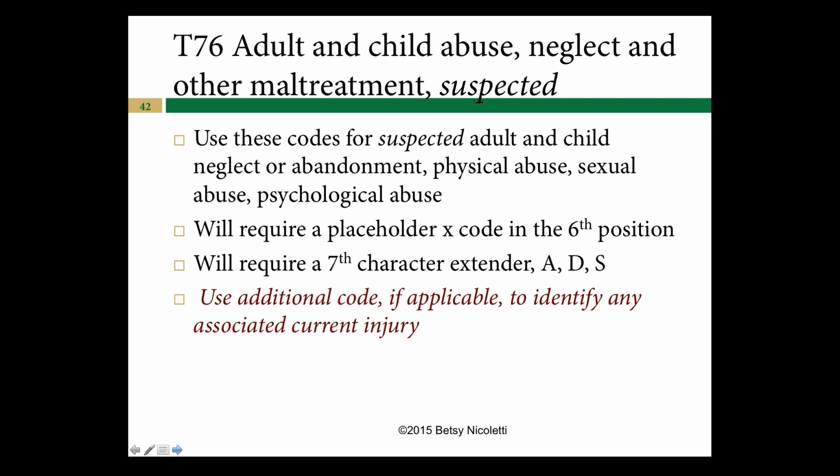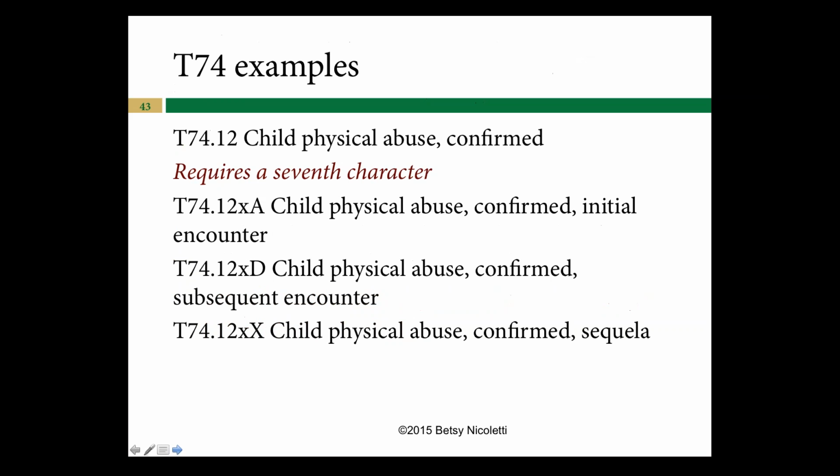T76 is suspected child abuse or adult abuse, neglect, and maltreatment. And these suspected codes are also going to use an A, a D, or an S. Sometimes when it's suspected, we have an injury, and if we do have an injury, we're going to code that as well as the suspected abuse. And again, if you're the orthopedist or the radiologist reading the x-ray, I think I would code the injury code first. Here's some examples. T74.12XA, child physical abuse confirmed, initial encounter, subsequent encounter, and sequela. So if we had child physical abuse and there was an injury, we would also be coding the injury. Now let me move along here to the external cause codes.